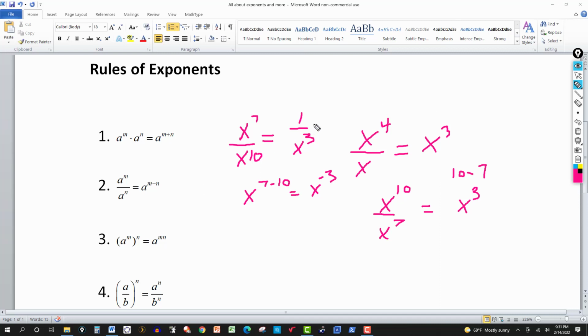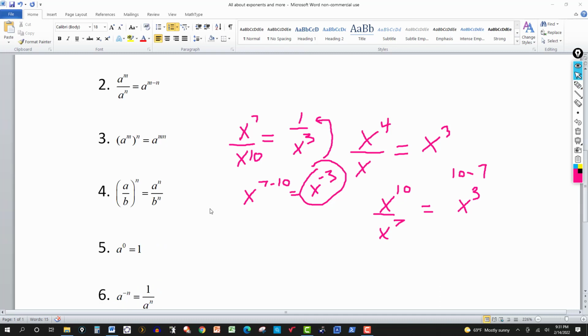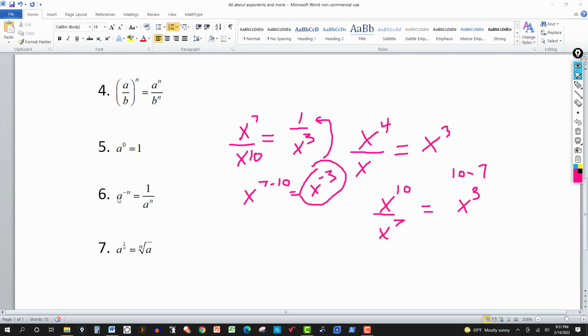Now doing it this way, I got 1 over x to the third. So what does that say? That tells me that x to the negative 3 is the same thing as 1 over x to the third. So you jump to this one here. That's what number 6 is telling you. If you have a to the negative n, the exponent is negative, that's going to be the same thing as 1 over a to the n. So that's your rule for this.